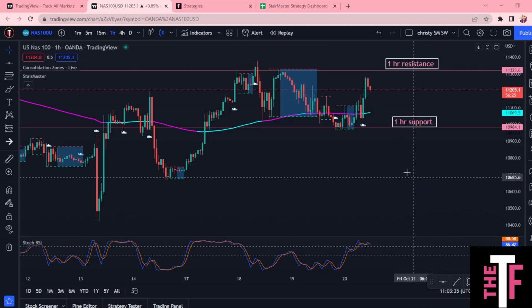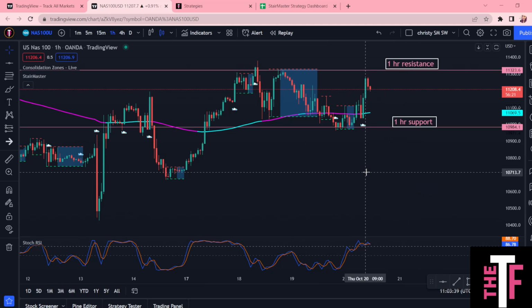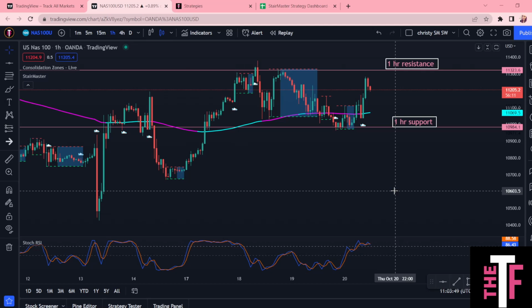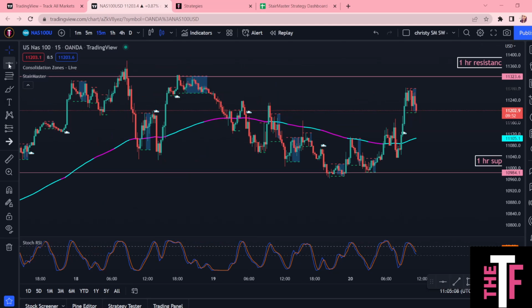What I've done here, as part of the rules for me, was to look at the 1 hour and mark up the current high and low support and resistance area that we're trading in. So this would be my 1 hour support and this is my 1 hour resistance. That's all we need to do in the 1 hour time frame. So then we look at the 15-minute. Now that we're on the 15-minute time frame, we're going to drop in a mid-level.